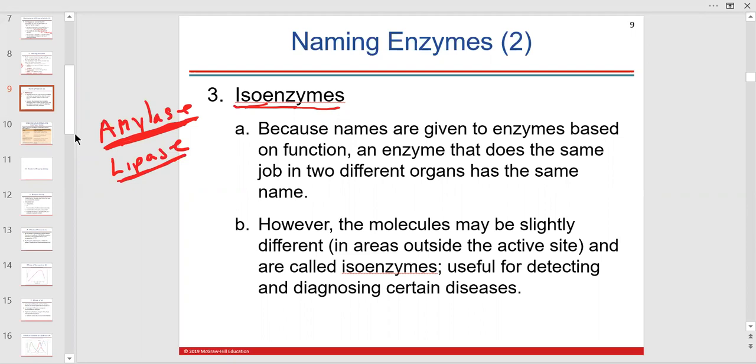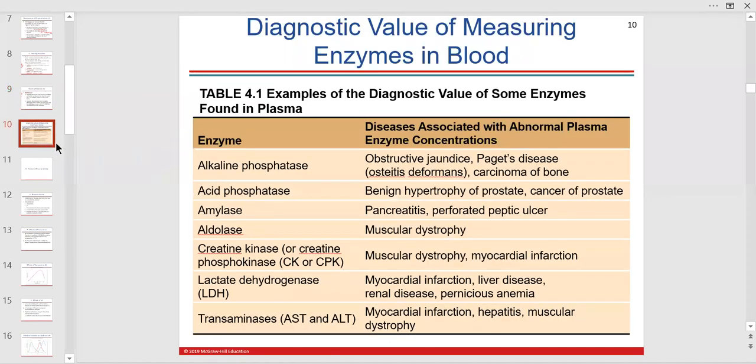Just don't call it late for dinner, right? So they're slightly different, and they're called isoenzymes. Iso means the same, basically the same. Sometimes mirror images are called iso structures, isomers. So this is cool. This is something we could have a takeaway here.